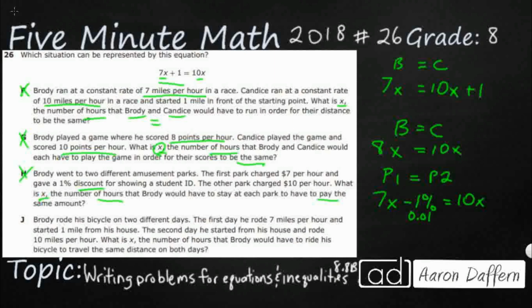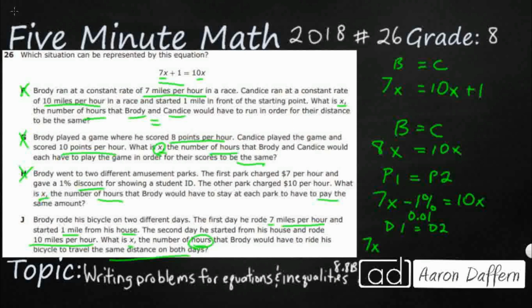Brody rode his bicycle on 2 different days. The first day he rode 7 miles per hour, started 1 mile from his house. Second day, 10 miles per hour. That's looking a little bit better. X is the number of hours, and we're doing both days. So we need day 1 to equal day 2. Day 1, 7 miles per hour. X is our number of hours, so we're going to do 7x.